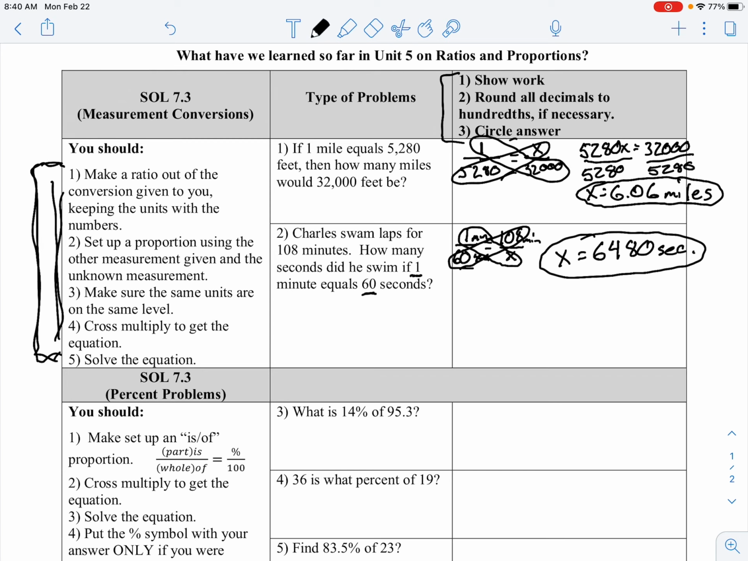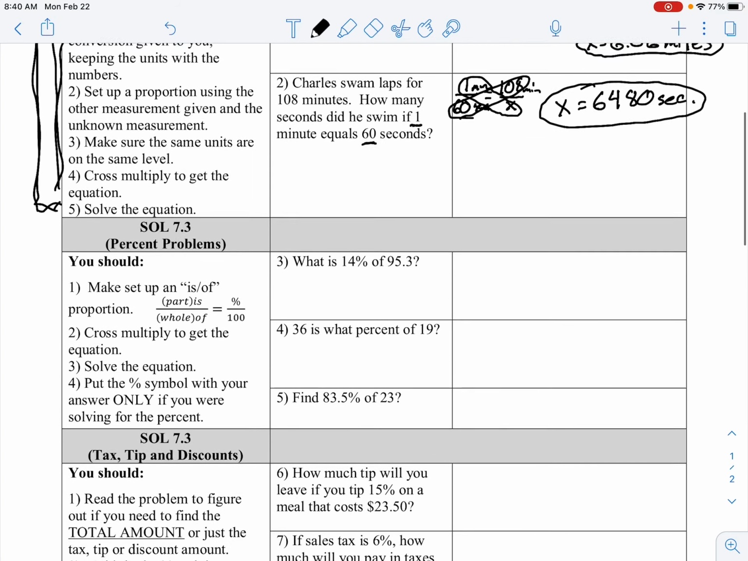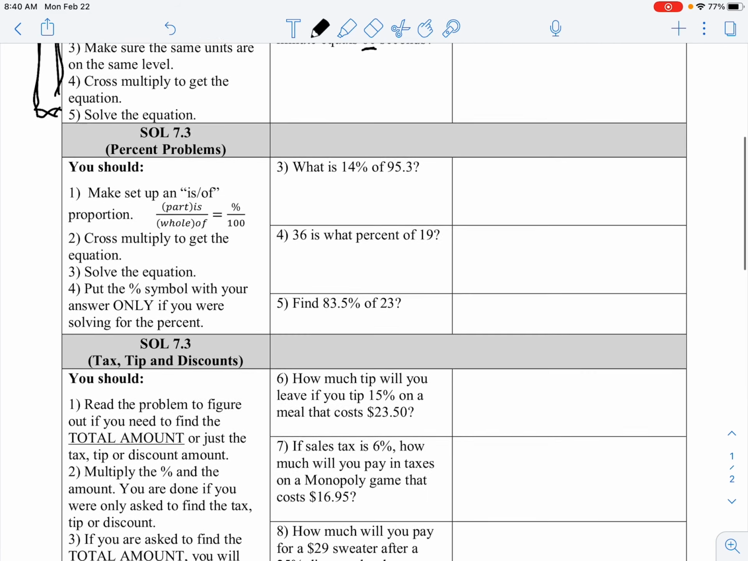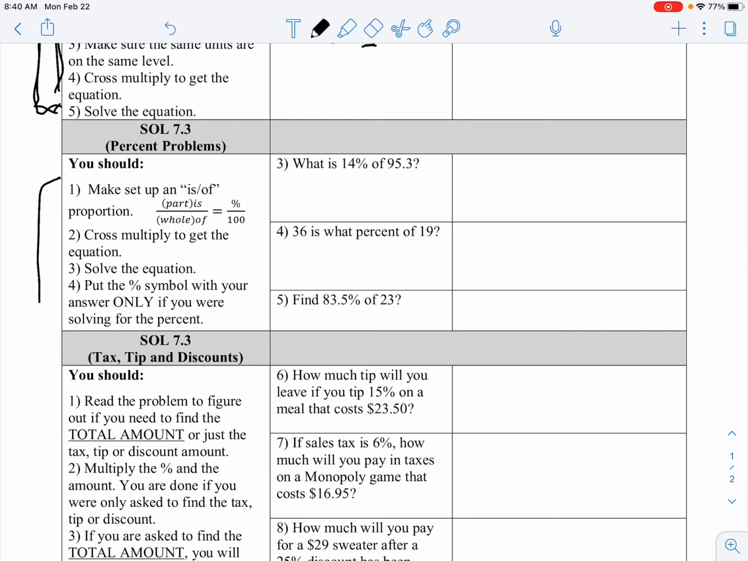So I'm moving on to number 3, and I want you guys to pause, give it a try, and then you can play and go through our process with me. So remember, we are following our directions here. So first we need to set up an is of proportion. So if you want to, you can use your percent window here, right? So 100 always goes there.